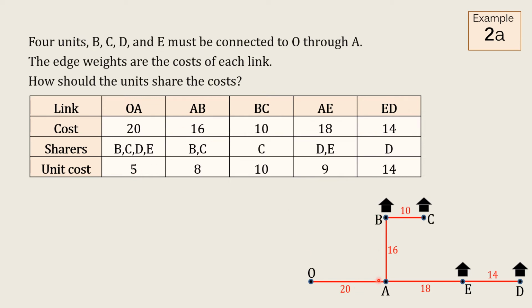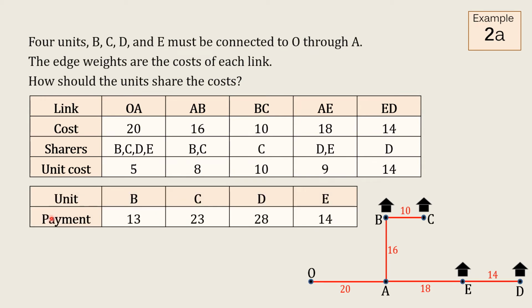AB is shared by only B and C. And so it's only fair that the 2 units, B and C, share the total cost of 16 equally. So each pays $8 for this link AB, and so on. So these are the sharers of each of these links. These are the total costs, and so if we divide the total cost amongst the sharing units, then this is how much each has to pay. So these are the amounts that each unit pays.